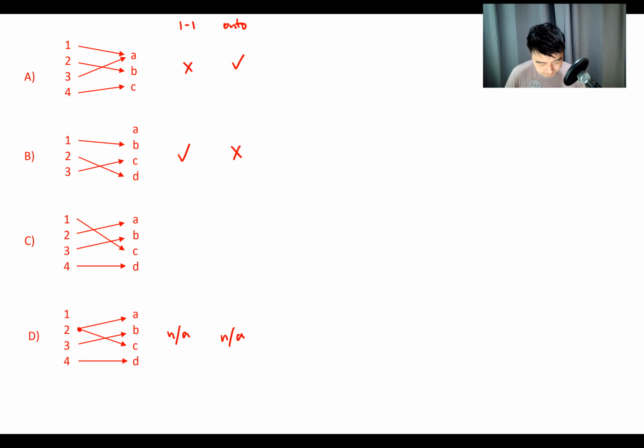All right. What about C? Well, C, it is one-to-one. Every output is used at most once, and every output is used at least once. So C is actually a bijection. It's a bijective function.